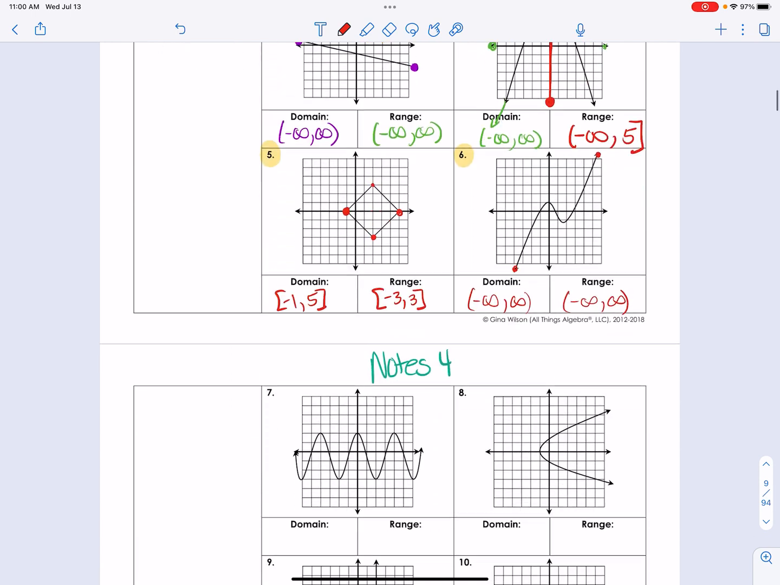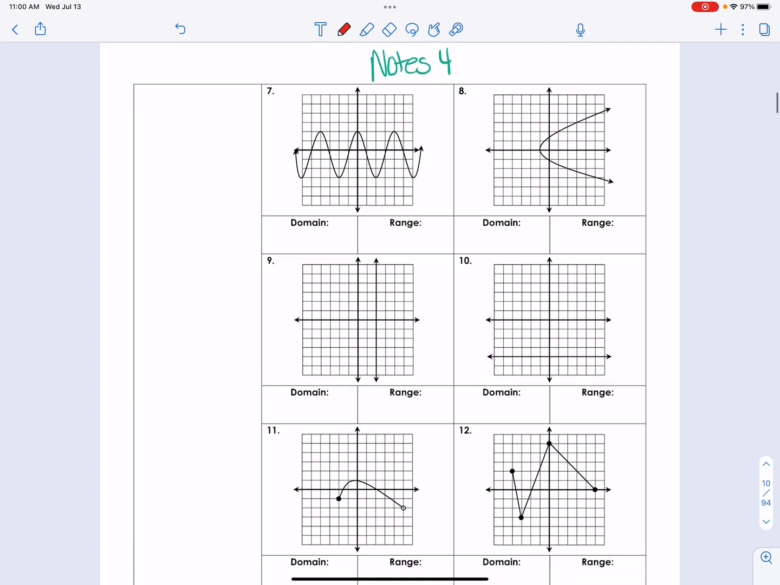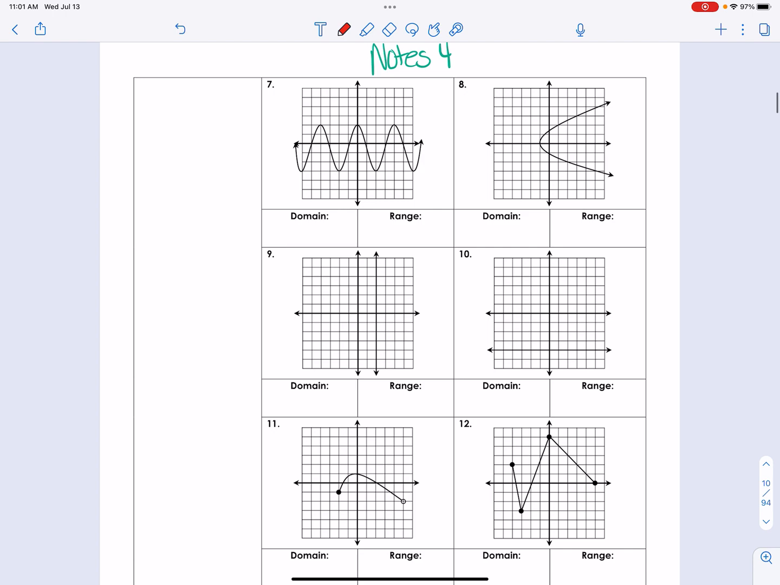Okay. All right. Go ahead and turn the page. I would like you to do 7 and 8 really quick. And then I want to talk about the next one. So do 7 and 8 really quick.